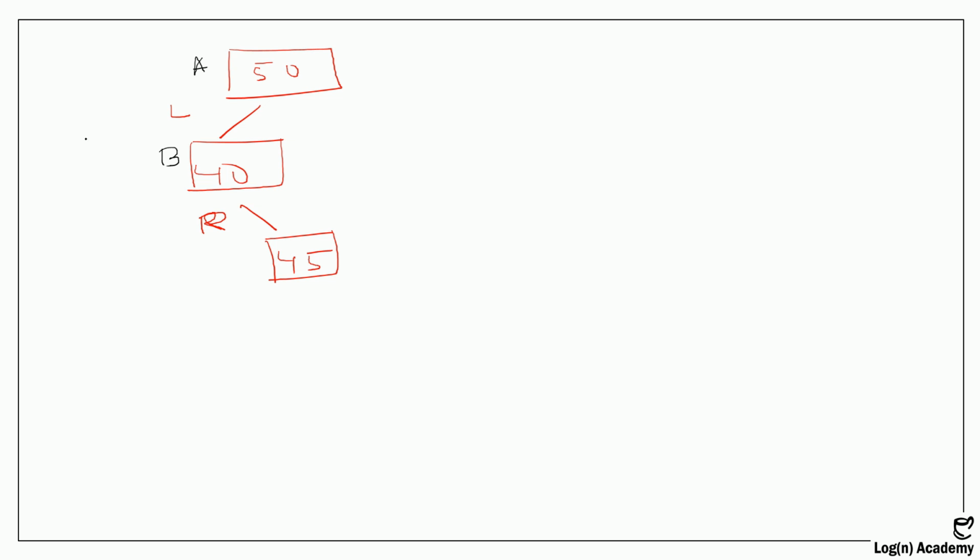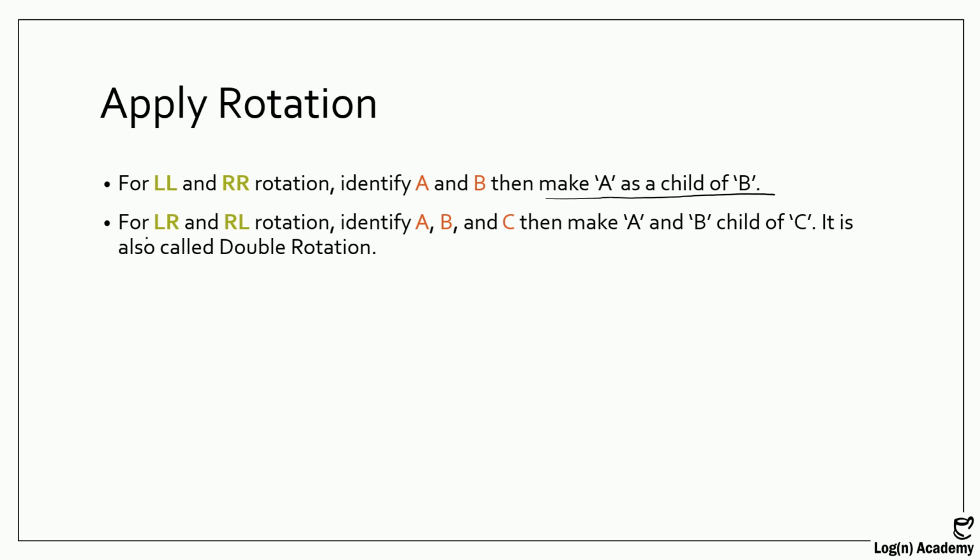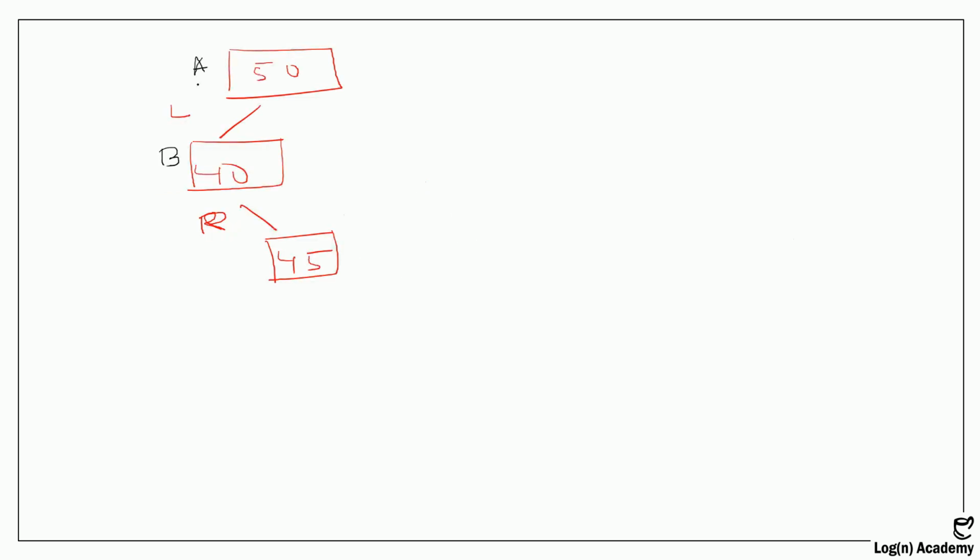So now for the LR and RL case, what we will have to do is identify A, B, and C. We'll have to identify three entities, three nodes. Then make A and B child of C, right? Make A and B child of C. It is also called double rotation. Now, what we will do here, we have identified A, and then the child of A will be identified as B, and then the child of B will be marked as C. So now we have A, B, and C, three nodes.